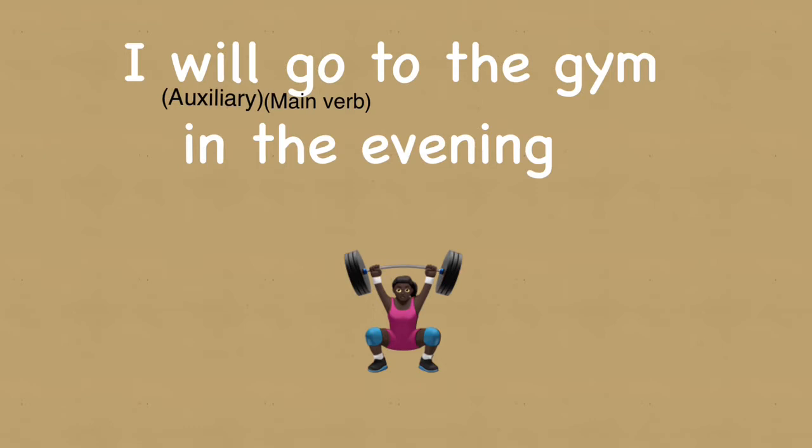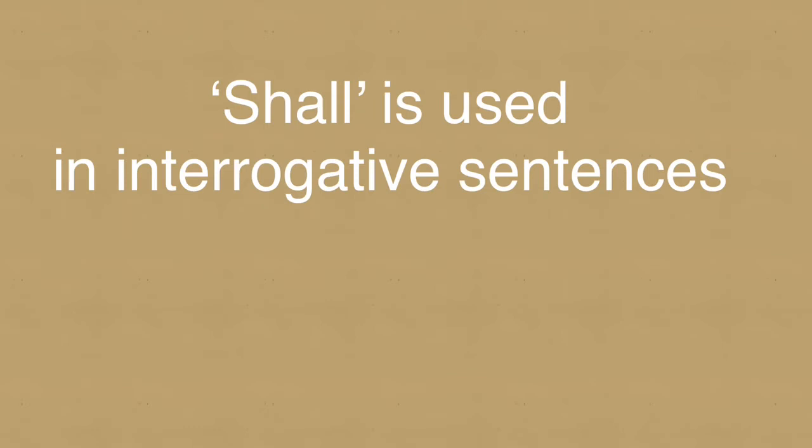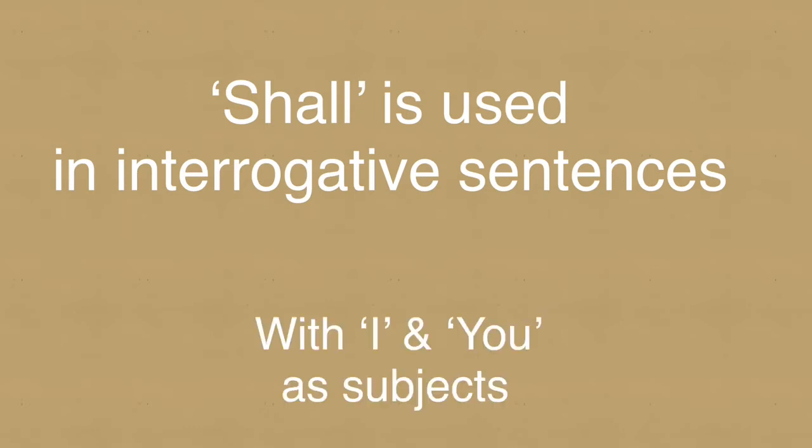The best part about the simple future tense is that the structure remains the same with different subjects. It doesn't change with singular or plural subjects. The auxiliary verb shall is used with the subjects I and we. However, in modern English, the auxiliary verb will is preferred to shall. We use will more often. Shall is usually used in the interrogative sentences with I and we as subjects. Shall is also used in very formal sentences.